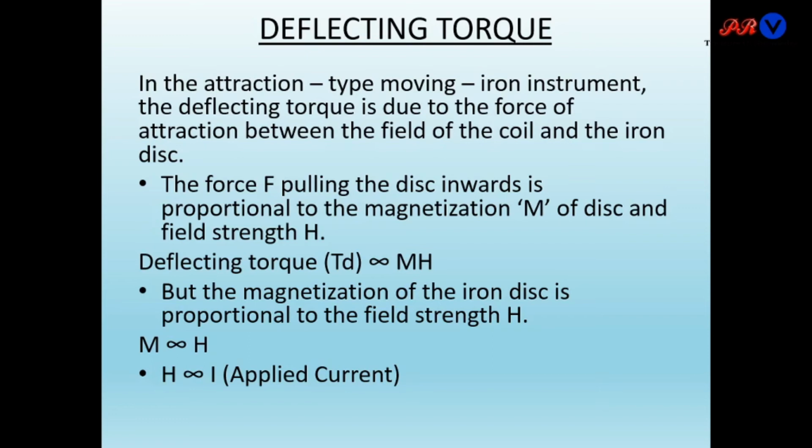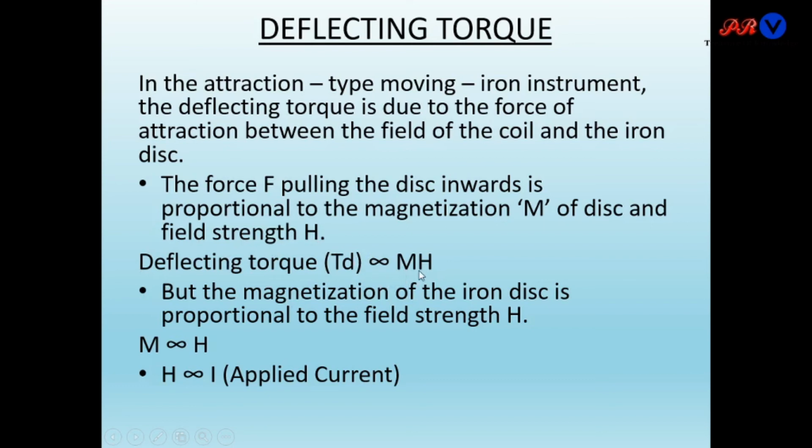Now we have to find the expression for deflecting torque in the attraction type moving iron instrument. So deflecting torque is due to the force of attraction between the field of the coil and the iron disc. The force pulling the disc inward is proportional to the magnetization of disc and field strength H. So deflecting torque is directly proportional to magnetization as well as the field intensity. Td is proportional to MH.